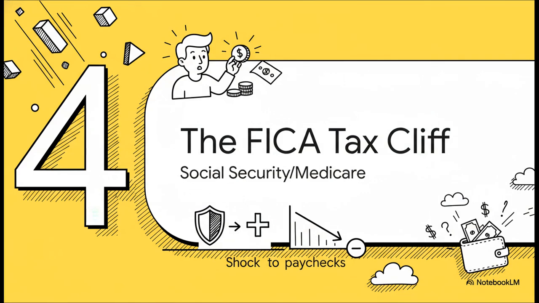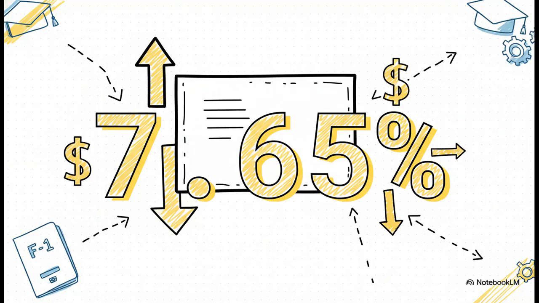FICA taxes, Social Security and Medicare. This is often the most painful and immediate consequence. We're talking about a combined 7.65%. That's 6.2% for Social Security, plus another 1.45% for Medicare. For a student working on CPT or OPT, that's a brand new, pretty hefty chunk taken right out of their paycheck.